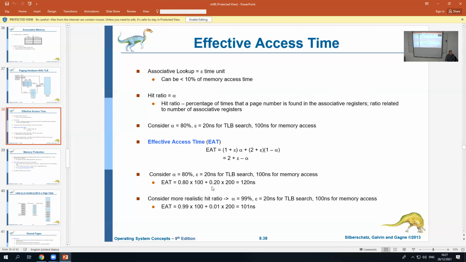So what is he doing here? He's just saying 20% of the time I have to do 2 reads, and 80% of the time I do 1 read. That looks a lot less complicated than what he did before. Why? Because he ignored the TLB search because it's small, although that's a little bit weird. You agree with me, Zahava? He ignored the epsilon.